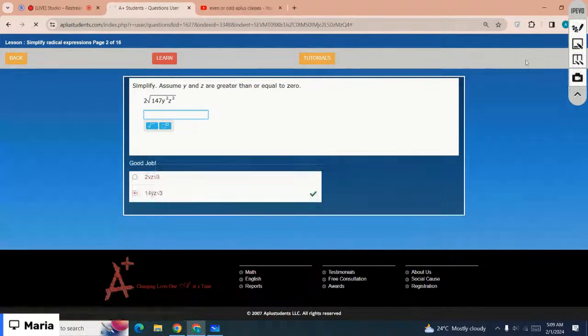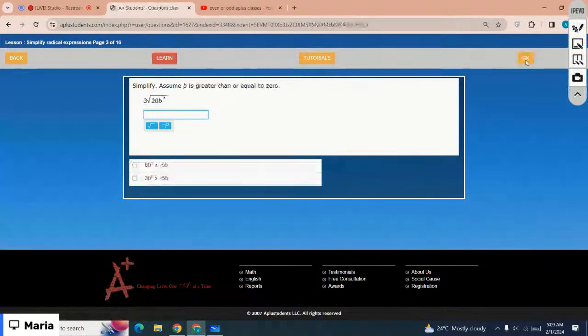Okay, the next one is simplify 3 square root 20b7. So which is the correct option? You can solve the question on your notebook and pencil. Just write down the correct option in the chat box.